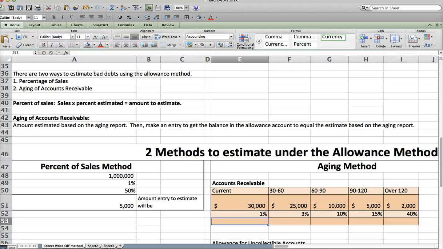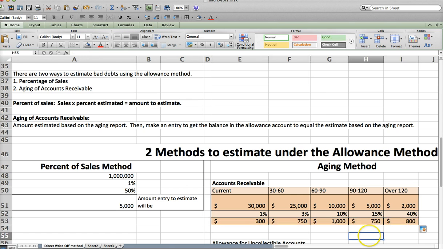So we're going to multiply 30,000 times 1%, and we're going to estimate that of the current, $300 will not be collectible. Then we're going to copy that formula all the way over. And then in order to figure out the total amount that we want to estimate, we'll just sum across here.